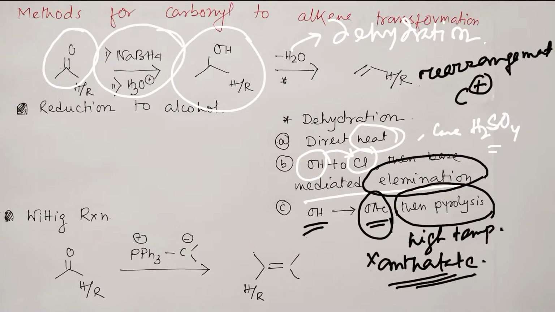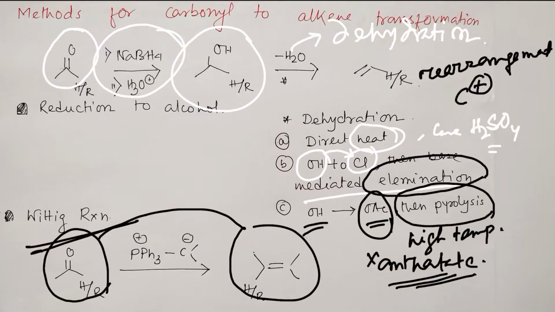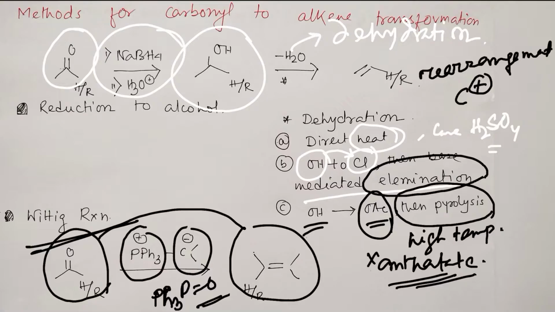Another technique is the conversion of carbonyl to alkene through the Wittig reaction, or Wittig reagent, meaning this phosphonium cation and this carbanion. In this way it is possible, and please remember that the driving force of this reaction is formation of triphenylphosphine oxide, which is a very stable molecule, because of the strong phosphorus oxygen bond due to back bonding. Fine, we have understood what the existing methods are.